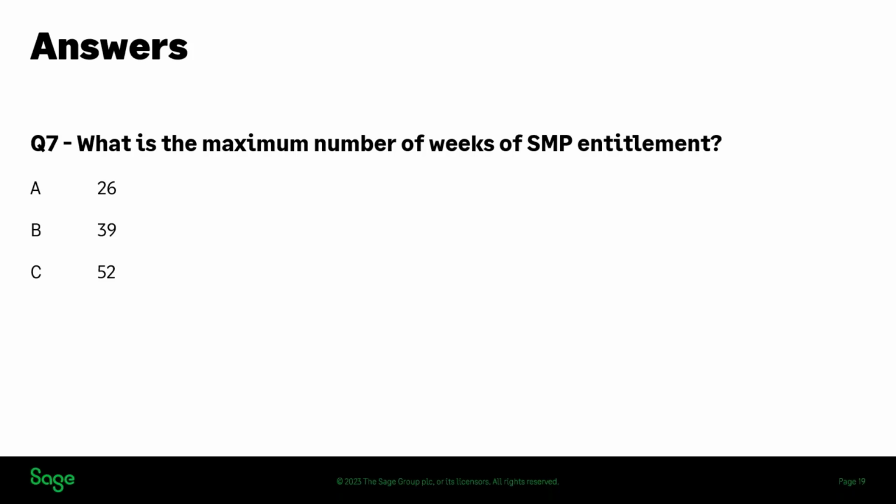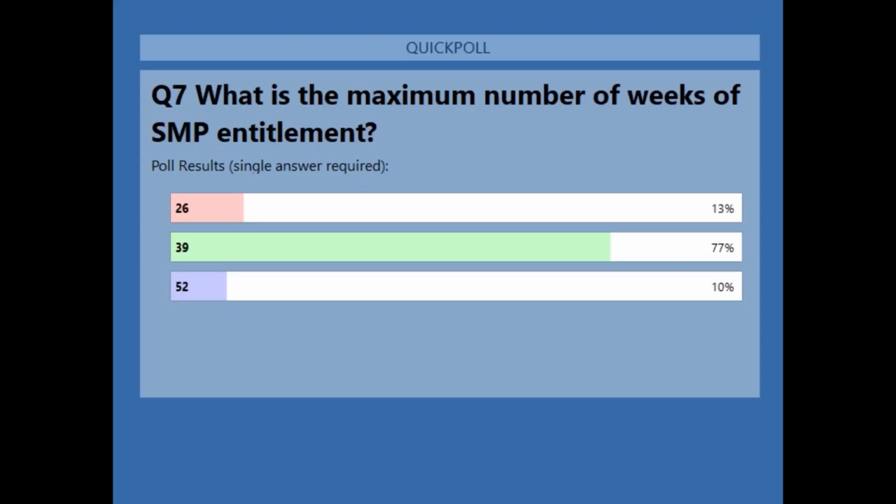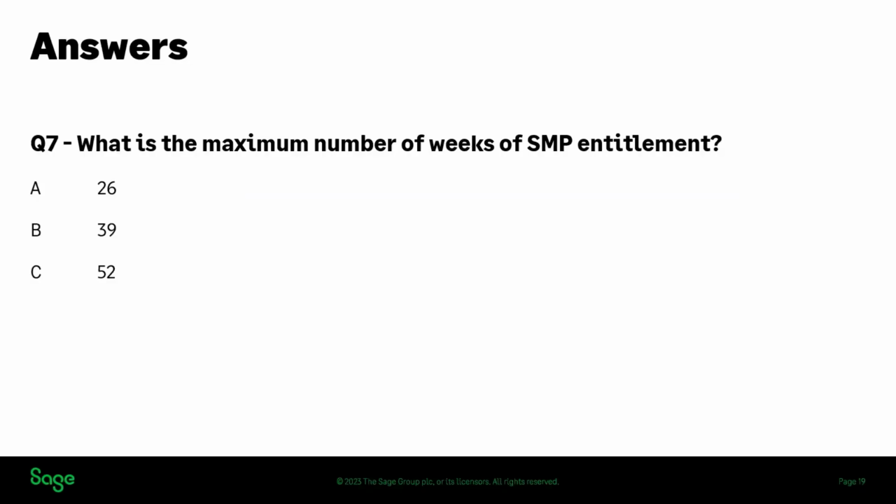Was it 26 weeks? Was it 39 weeks? Or was it 52 weeks? So once again, let us reveal the results. Once again, we do have a big majority. So we have 13% who said 26, with 77% saying 39 and 10% saying 52 weeks. So, Duncan, can we assume that the majority are correct once more?